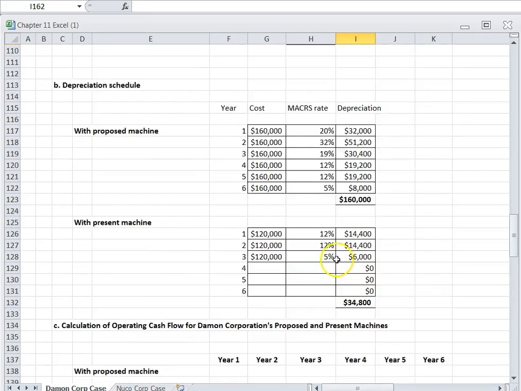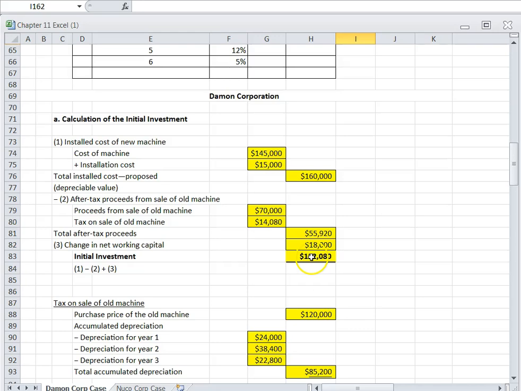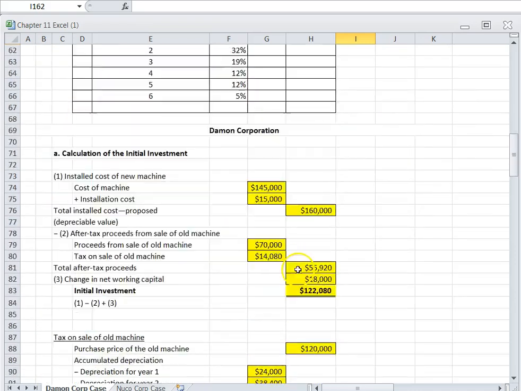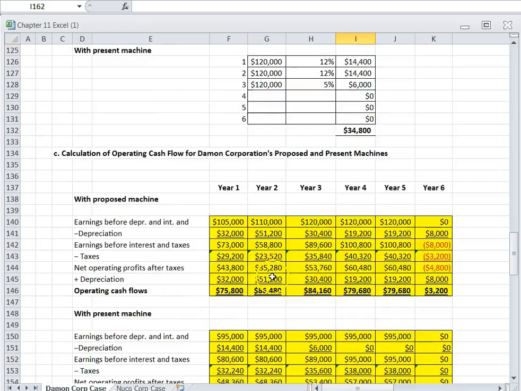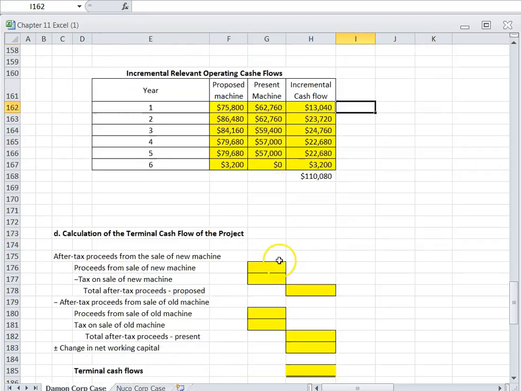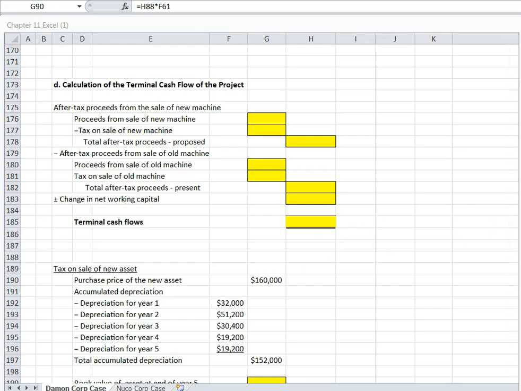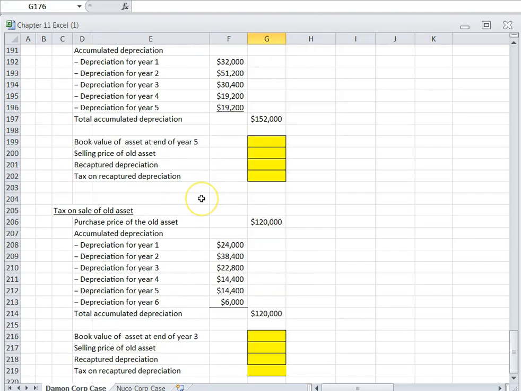Okay, so let's look at Part D. Part D says, create a spreadsheet to calculate the terminal cash flows associated with the project. Okay, so now let's calculate the terminal cash flows, Part D. Okay, so the proceeds from the sale of the new machine.